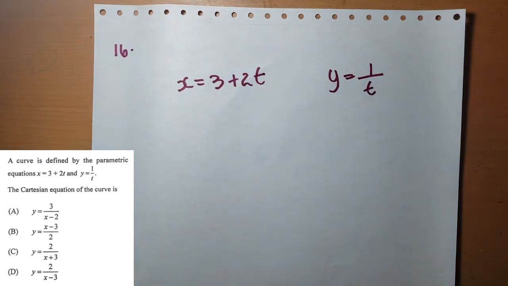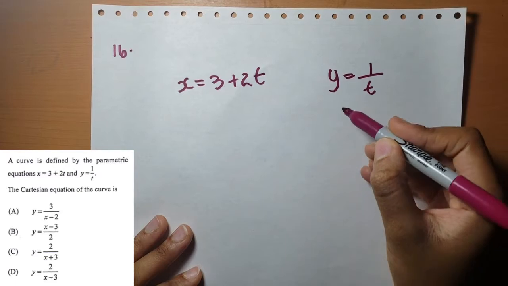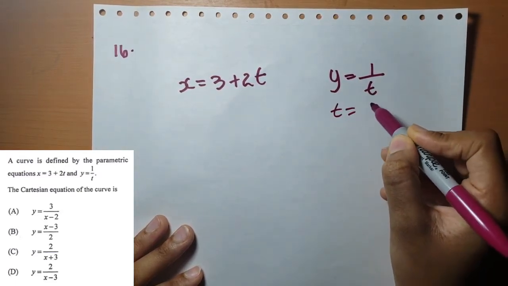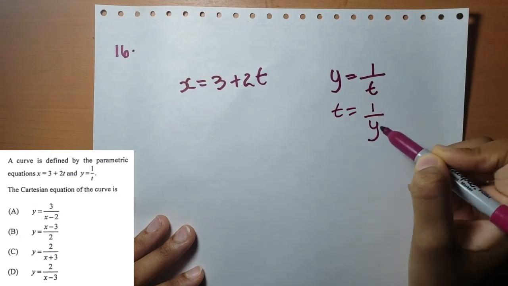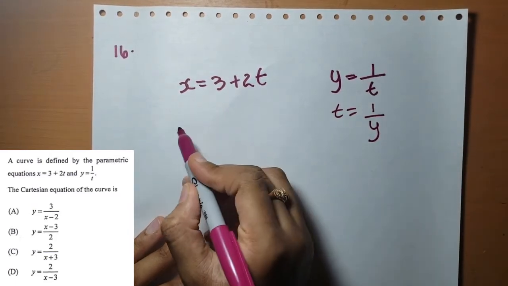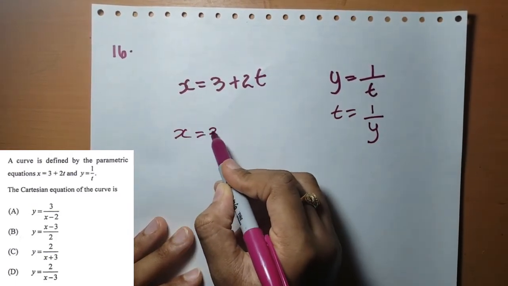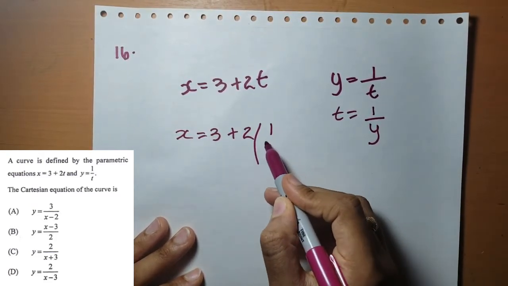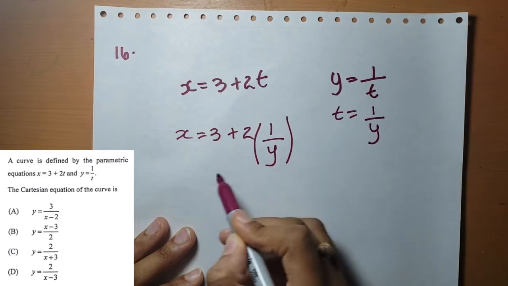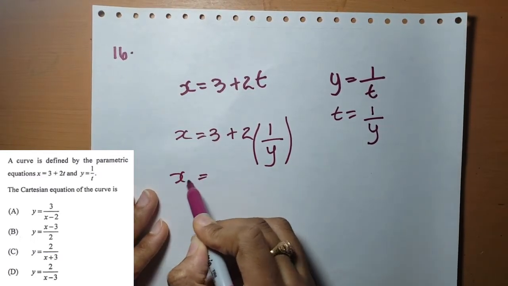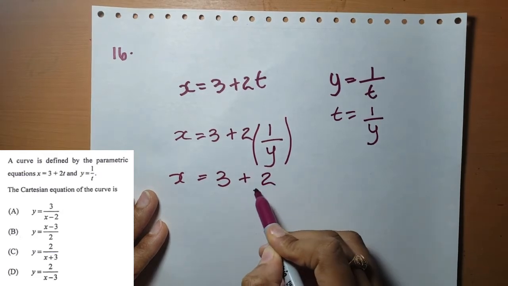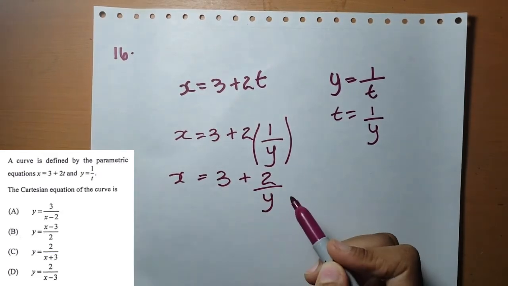So we're basically going to find what t is for one of them. So here t would be 1 over y. And then we're going to plug this t into here. So we're going to have x is equal to 3 plus 2 open bracket 1 over y. Then we have x is equal to 3 plus 2 over y. Now we're going to solve for y.